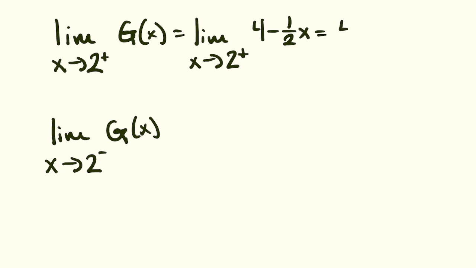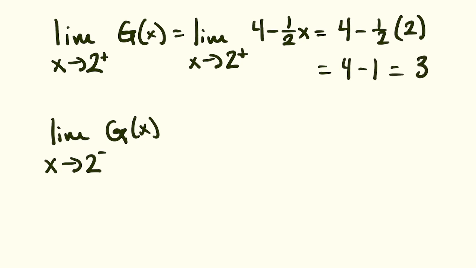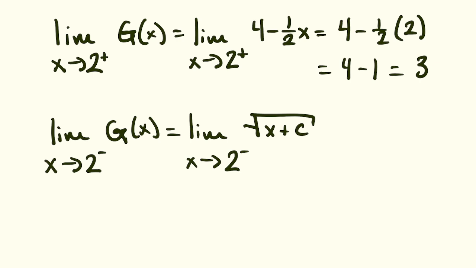And when we punch in 2 for our value of x, we end up with 4 minus 1, so in other words, 3. So coming in from the right-hand side, our function g of x goes to the number 3. From the left-hand side, however, this is where our function was split up, and on our bottom part, we ended up looking at square root of x plus c, which means that when x goes to 2 from the left, our function ends up at square root of 2 plus c.